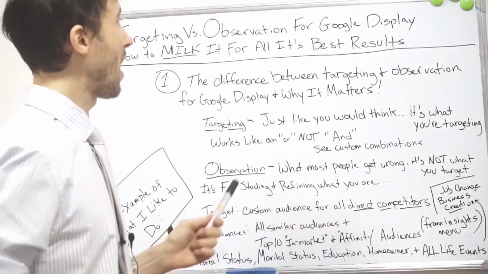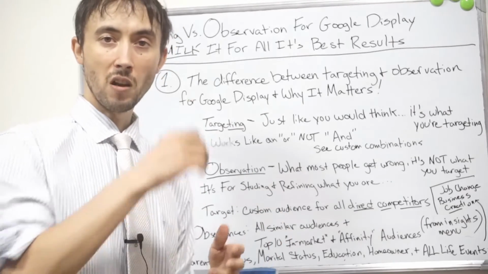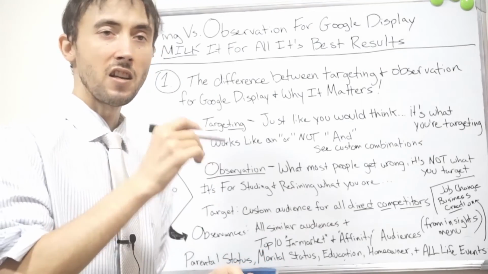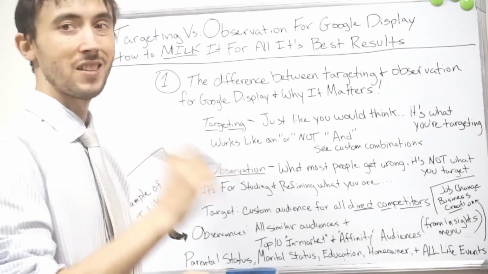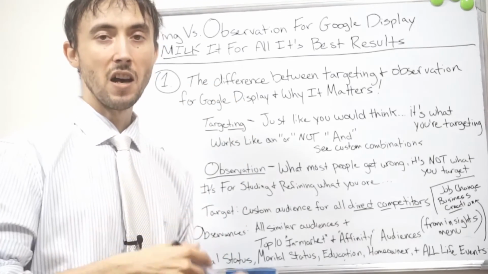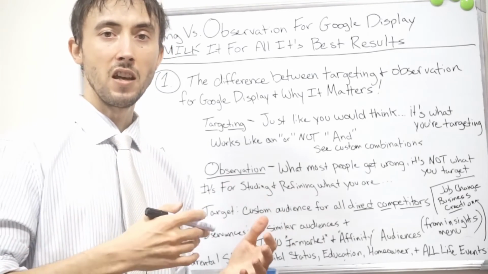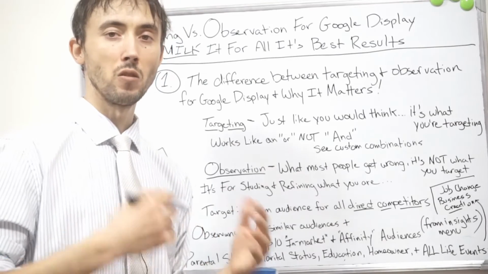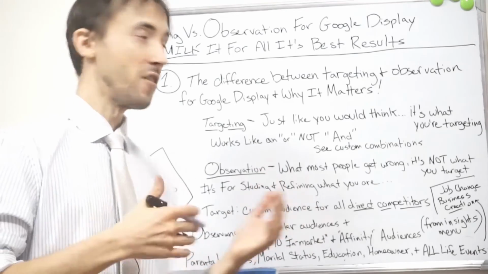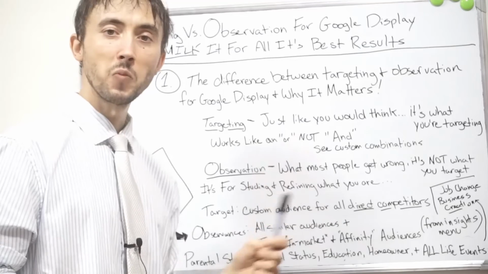Anyway, that goes over the differences between the targeting and observation settings, which are set up as radio buttons in the targeting section of a Google Display Network campaign in Google Ads. When you set that up and go into the targeting settings, what are the differences between the two, and how do you use that to your advantage so you can actually make money. Hopefully I explained this well.